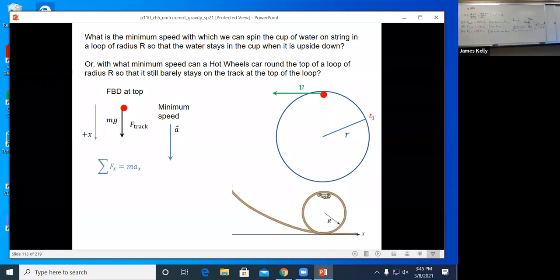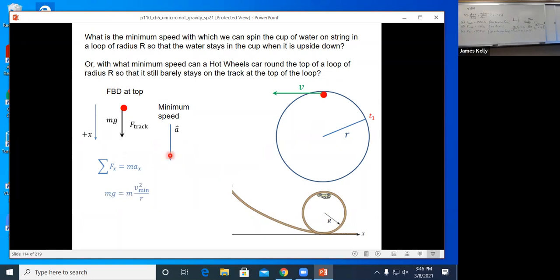So here's my free body diagram. Again, I've left out the other force because we're only drawing the free body diagram that corresponds to the minimum speed. And there's only one force acting on it at the top. It's the weight force. The track force has gone to 0. And in order to use F net equals ma, I had to choose an axis direction. Why not choose it towards the center of the circle, right? Otherwise, you're just making work for yourself. So I'm going to choose plus x to be down, and then do F net x equals max.